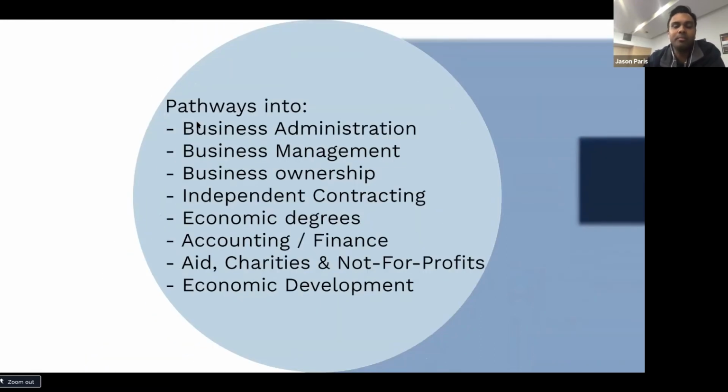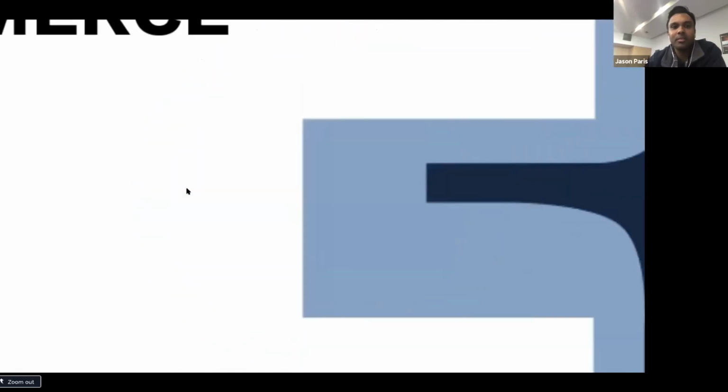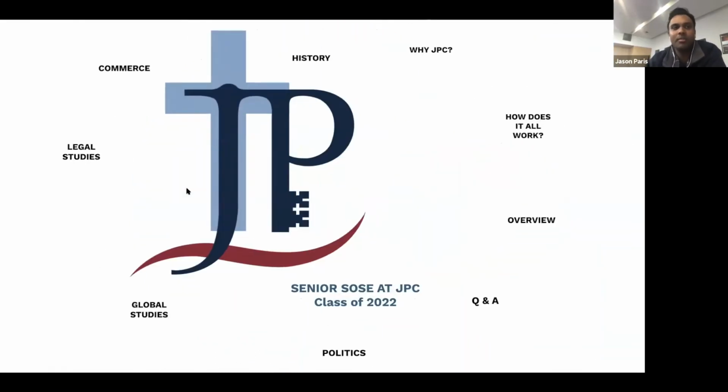So for both of these courses, we have pathways into business administration, business management, business ownership, independent contracting. So if you're specifically an accredited student who's looking to get a trade, being an independent contractor is one of those natural pathways where you're running your own business. Economic degrees, accounting, finance, aid, charities and not-for-profits, and economic development. So just a few potential pathways if you choose the commerce package and do the double major there.